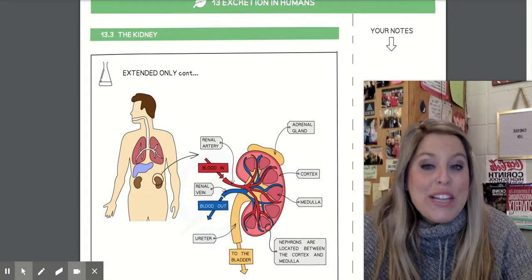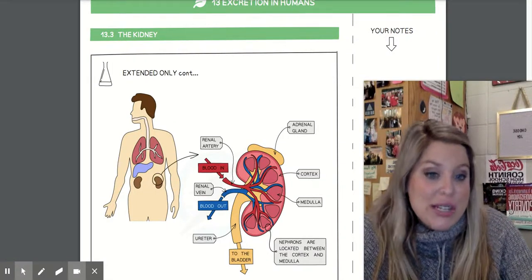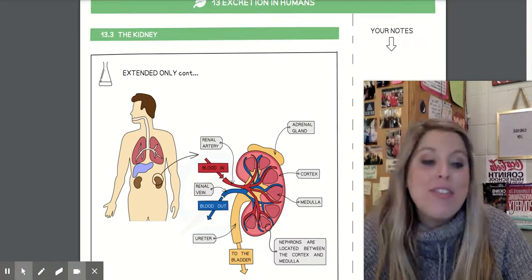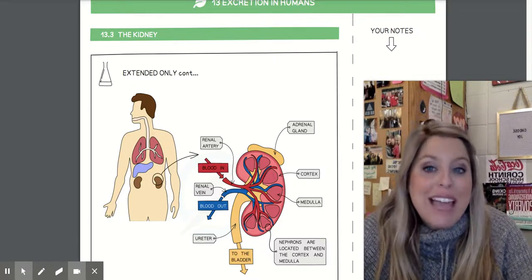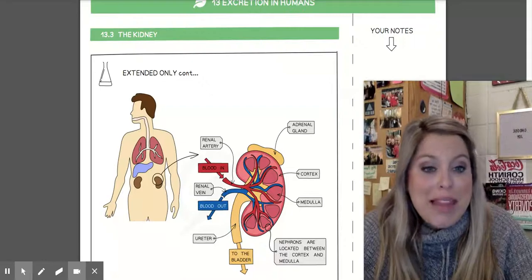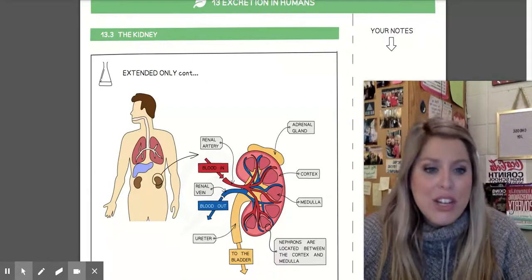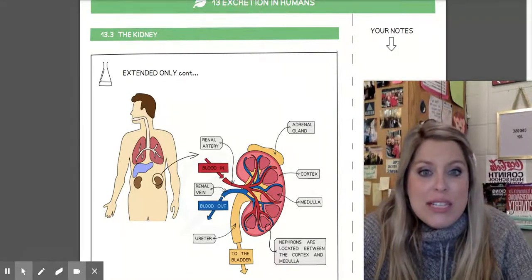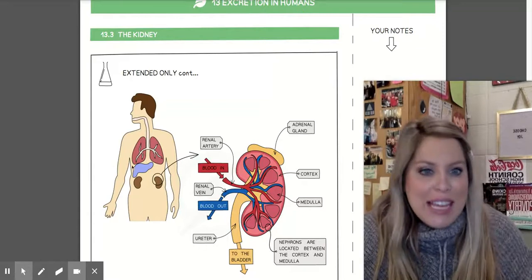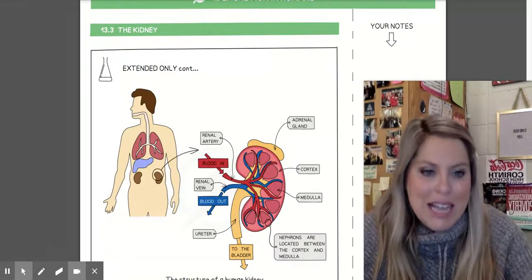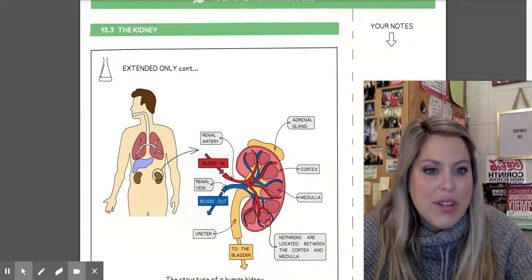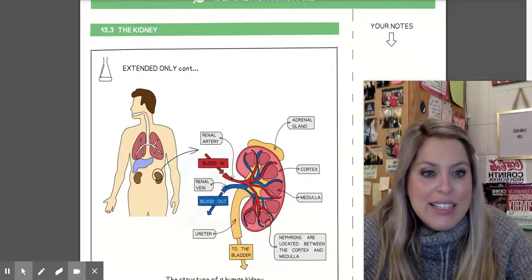Hey guys, all right, jumping right back into section 13.3, we are zooming in from the urinary system to look at the kidney. So this is the main organ of the urinary system. Let's take a look specifically at the kidney and what is going on inside of it. Inside of your body, each of you has two kidneys on your right and left side.